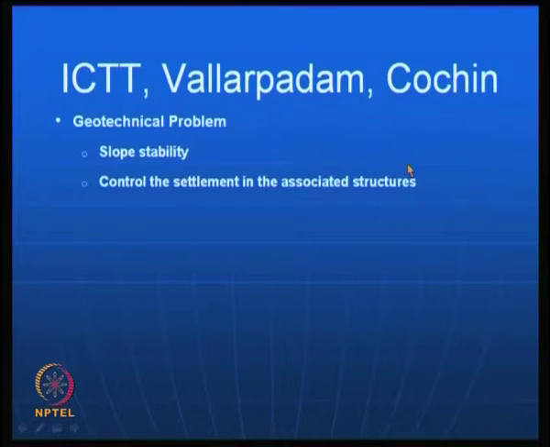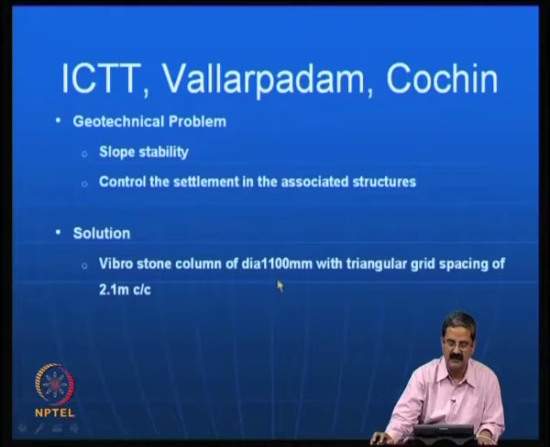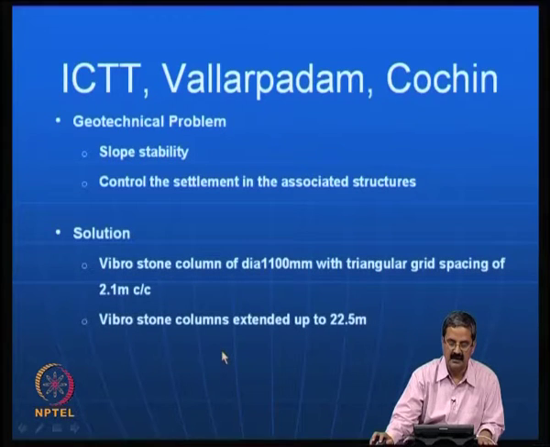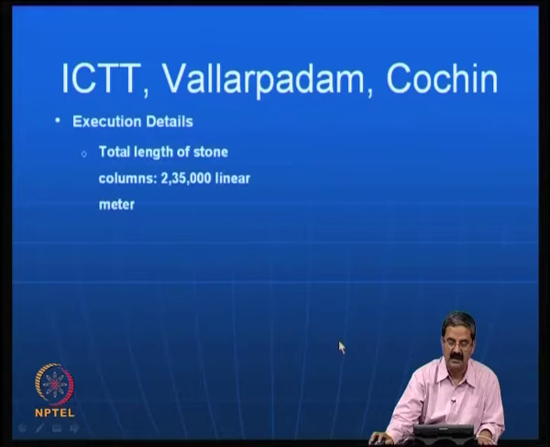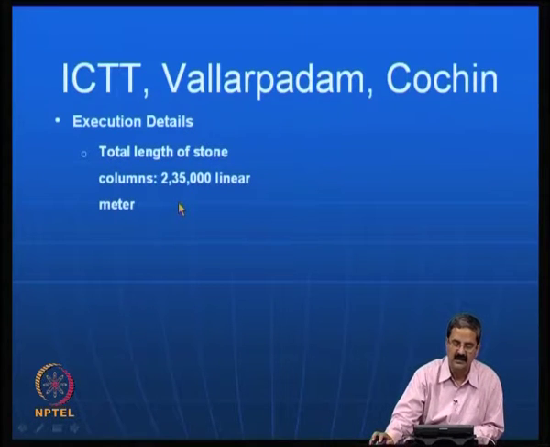So, the issue is that slope stability is an issue, settlement control is an issue, and the solution was that they did a rigorous design and came out with a configuration of 1.1 meter diameter stone columns with a spacing of 2.1 meters center to center. The depth is about 22.5 meters. The total length of stone columns, 22.5 meters times the number of columns, gives the linear meter length of the stone columns.